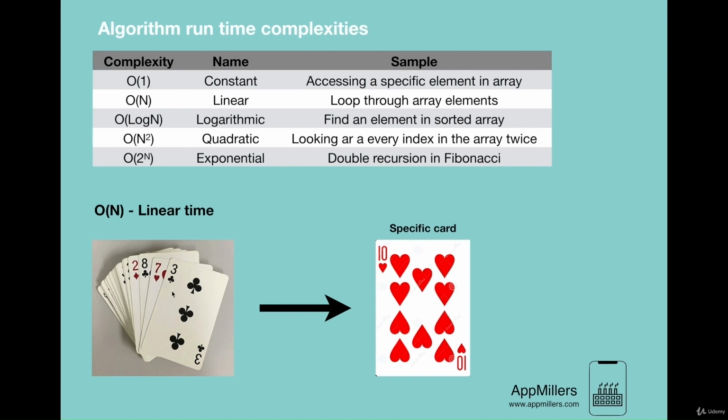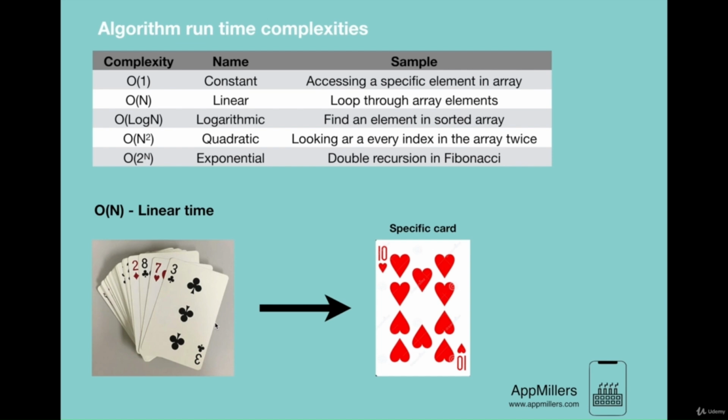If we have 100 cards here, we have to look one by one inside these cards to find a specific card. Which means that the more cards we have here, the more time it will take to find the 10 of hearts out of these cards. And this is an example of linear complexity.